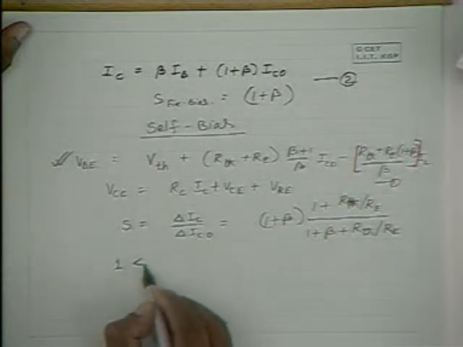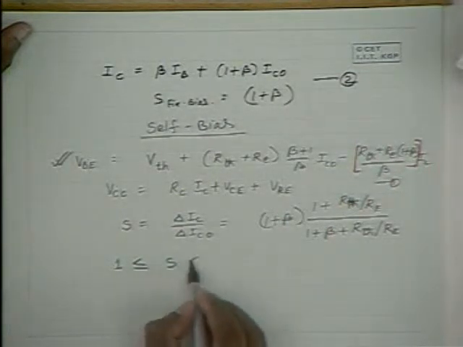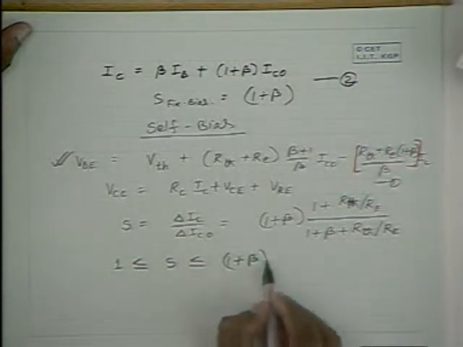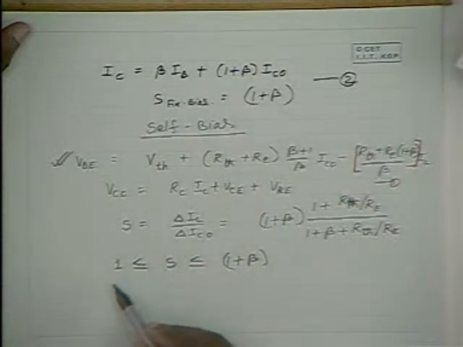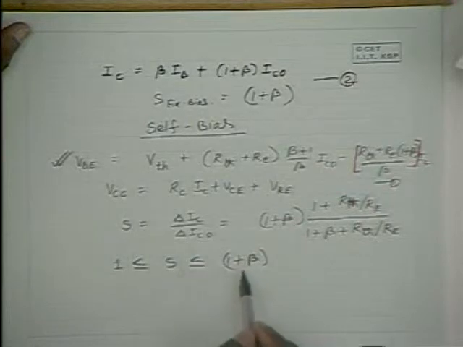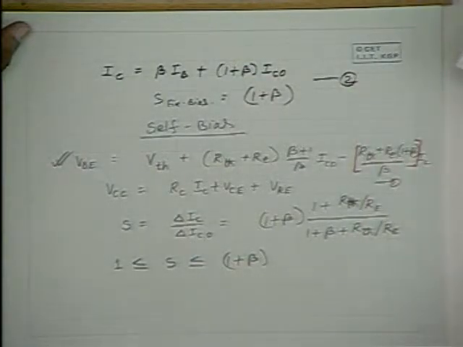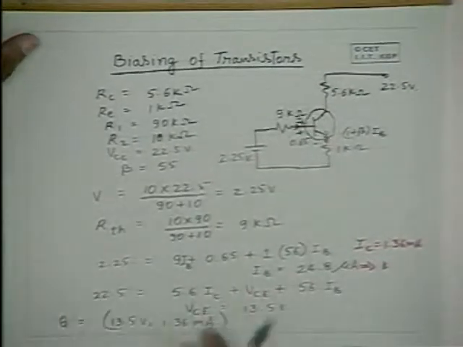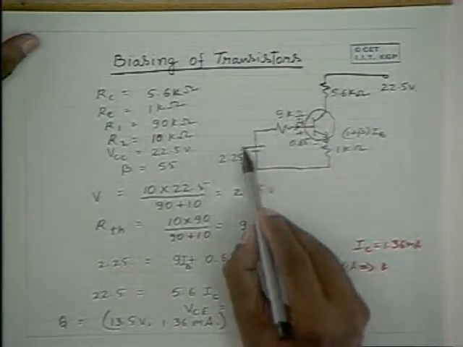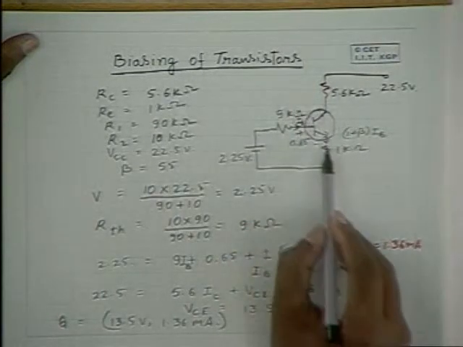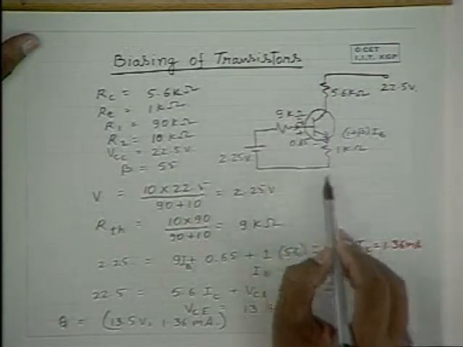Therefore, for a self bias circuit, the stability factor varies from 1 to 1 plus beta. If RE is very large, the stability factor is close to 1. And if RE is very small, the stability factor is equal to 1 plus beta. RE being very large or very small means in comparison with R Thevenin. It is the R Thevenin on the input side and the RE which decide the operating point. I repeat, given a fixed voltage here, R Thevenin and this feedback through RE decide the stability.